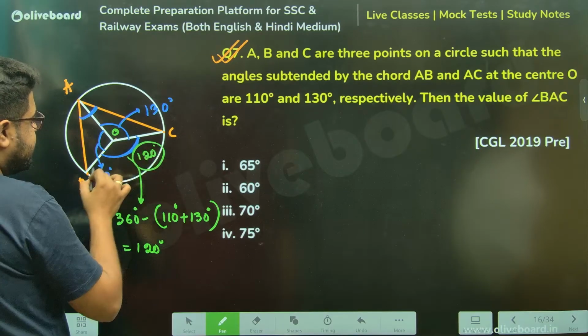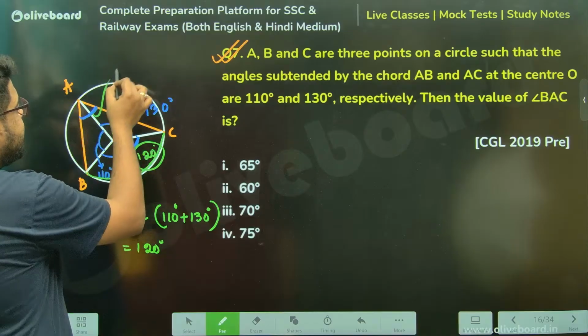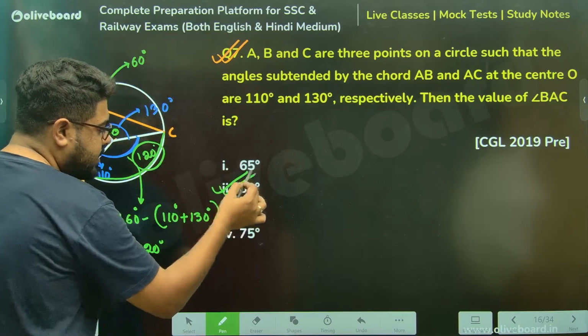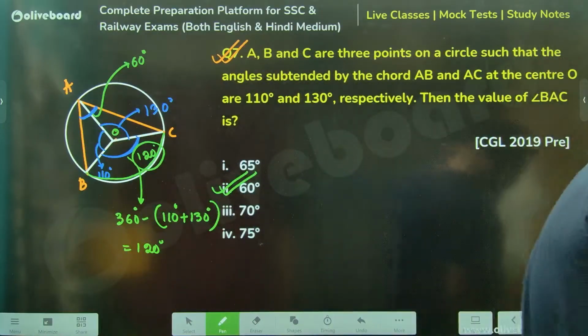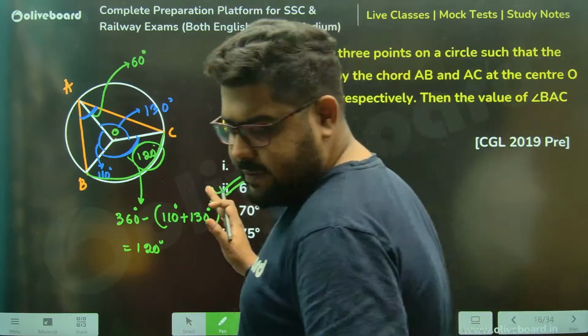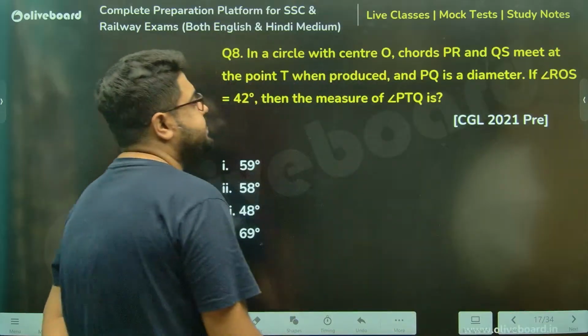Whatever is the central angle on this arc, this angle will be half of that. So this will be 60 degrees, half of 120. Option number 3, sorry, option number 2, my mistake. Option number 2. Very simple question. Clear, everyone? Very simple, clear. Let's do the next one, please.